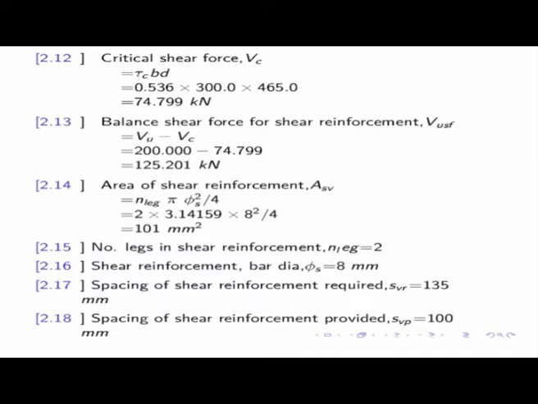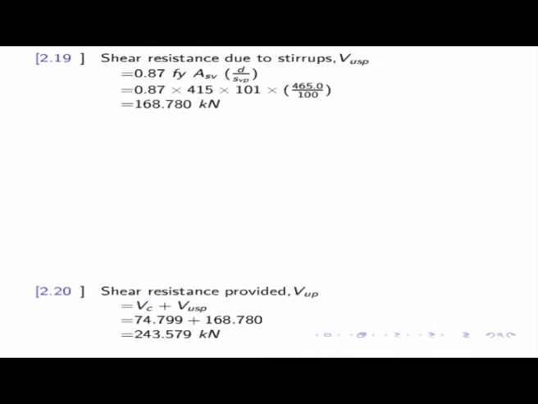What is the area of shear reinforcement here, Asv? Yesterday I told you about two-legged, that means there are two vertical bars, so we call it two-legged. Sometimes you require three also, sometimes four, that means four-legged, depending on the situation. So if we consider here 101 square millimeter, number of legs 2, shear reinforcement bar 8 millimeter, spacing of shear reinforcement required 135, and spacing of shear reinforcement provided, let us say 100. So this we can consider here.